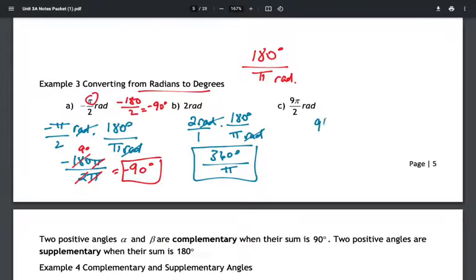Here I'm going to be lazy. I'm just going to replace pi with 180. So that's 9 times 180 divided by 2, which would be 810 degrees.